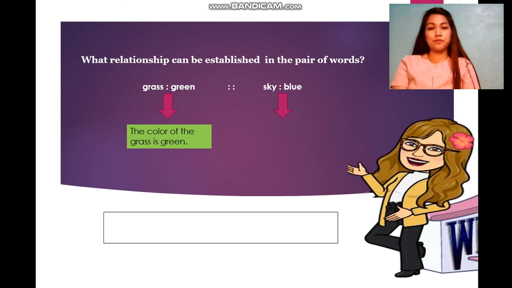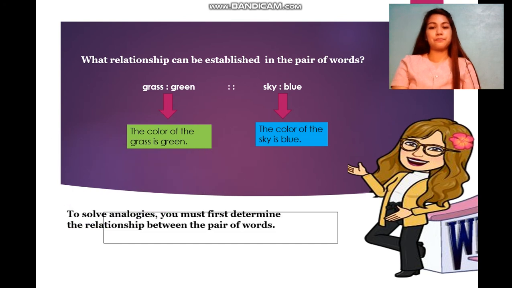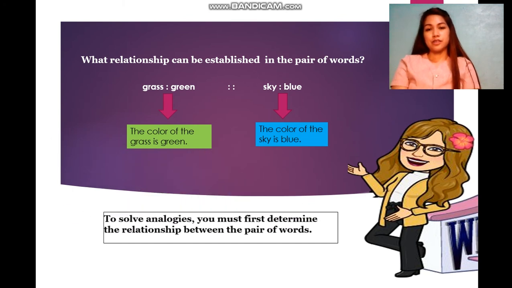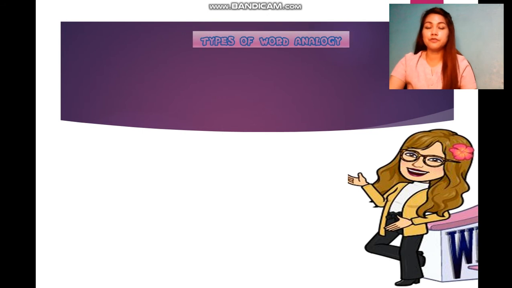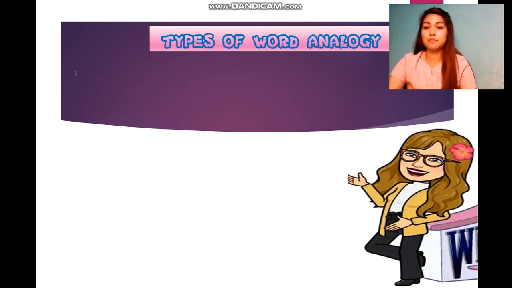In the second pair of words, we can say that the color of the sky is blue. It means that blue, which is a color, is a characteristic of the sky. Hence, sky is to blue has characteristics relationship. To solve analogies, you must first determine the relationship between the pair of words. In this example, characteristics relationship is established. Let us study the common types of word analogy and learn some examples.